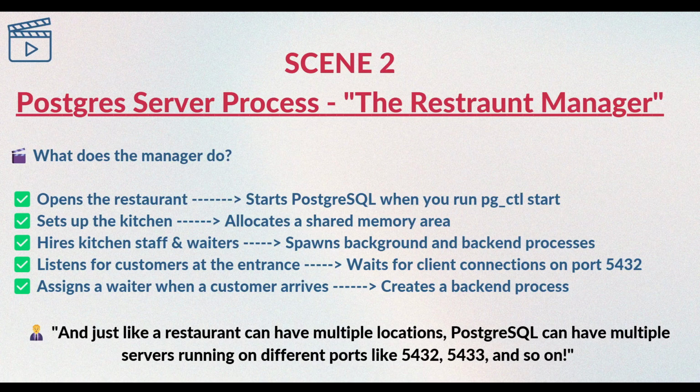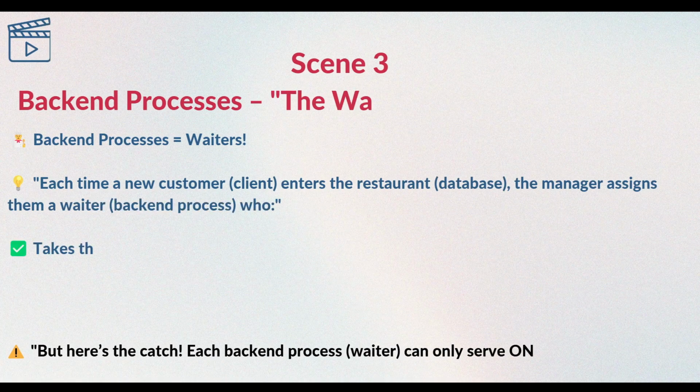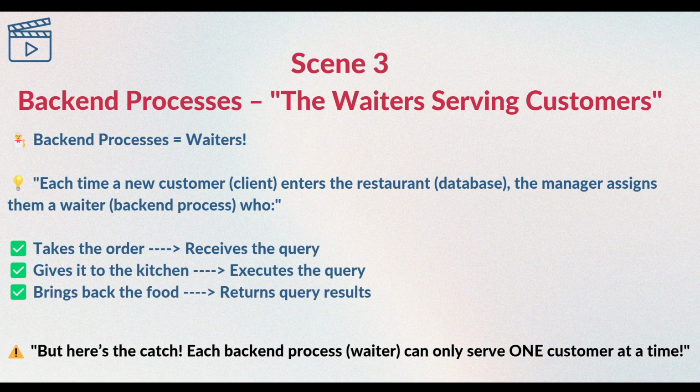The server process waits for client connections on port 5432 as the manager listens for customers at the entrance. The server process also creates backend processes just as the manager assigns a waiter when a customer arrives. And just like a restaurant can have multiple locations, PostgreSQL can have multiple servers running on different ports like 5432, 5433 and so on.